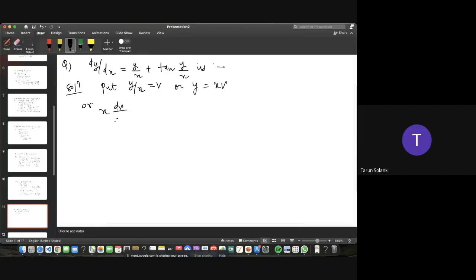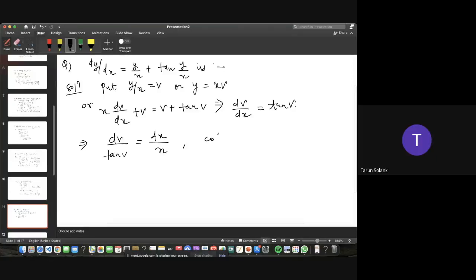Then we'll put x dv by dx plus v is equal to v plus tan v. So it will become x dv by dx is equal to tan v. Next thing is dv by tan v is equal to dx by x. So it becomes cot v dv is equal to dx by x. Or we can say ln sin v is equal to ln x plus ln c, right?